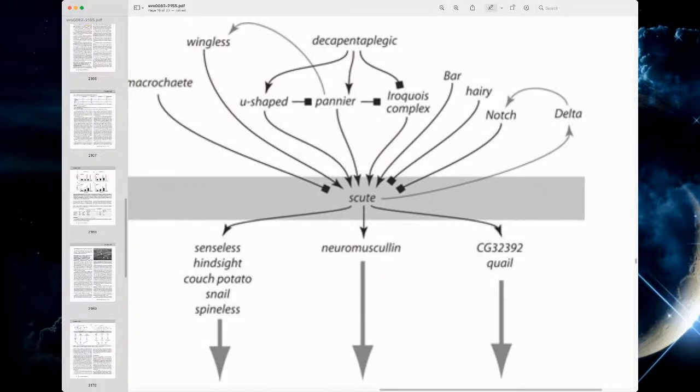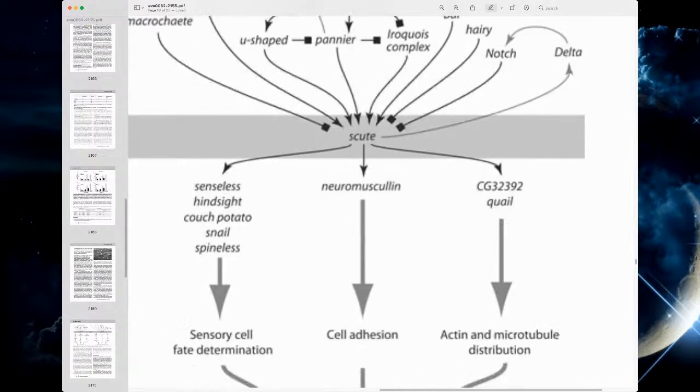Pentaplegic. That is 15, right? 15-fold, something like that. Decapentaplegic. Doesn't that mean 15? Iroquois complex. That's an important developmental gene, actually. Wingless is too. Okay. Notch and Delta have an effect on the posterior anterior development of an embryo. And neuromuscular, I have not seen that.